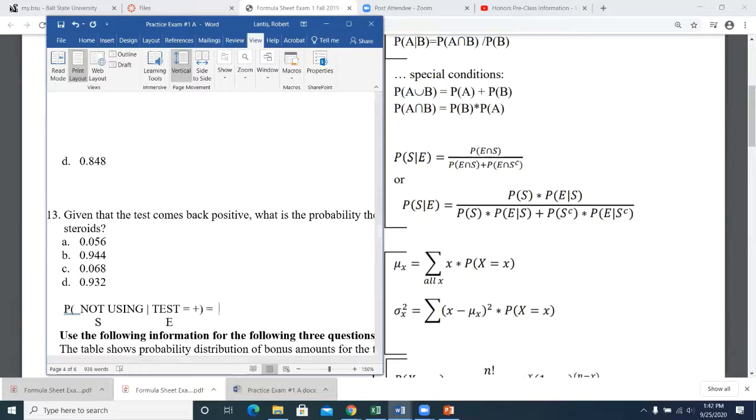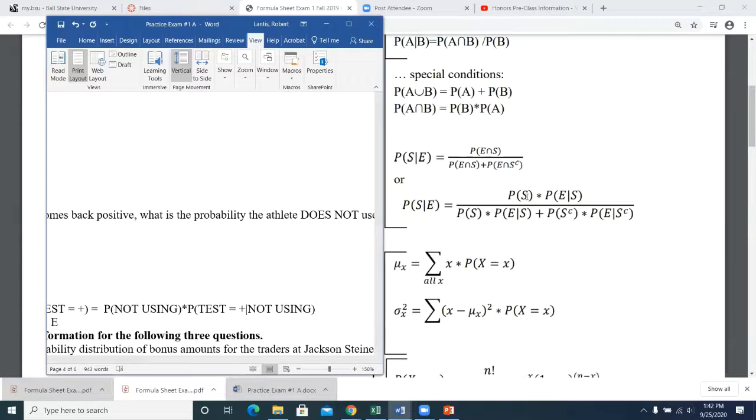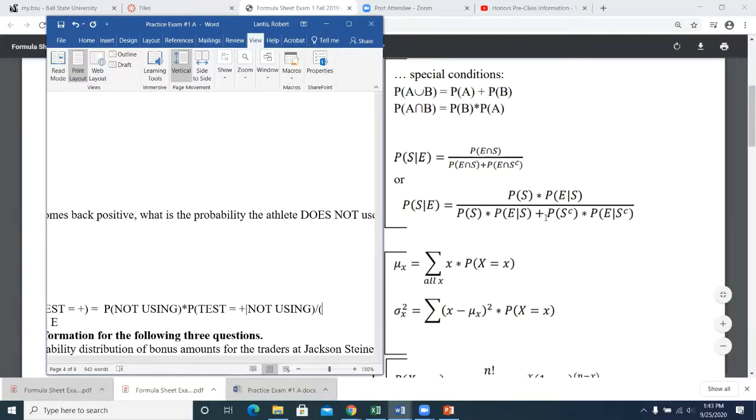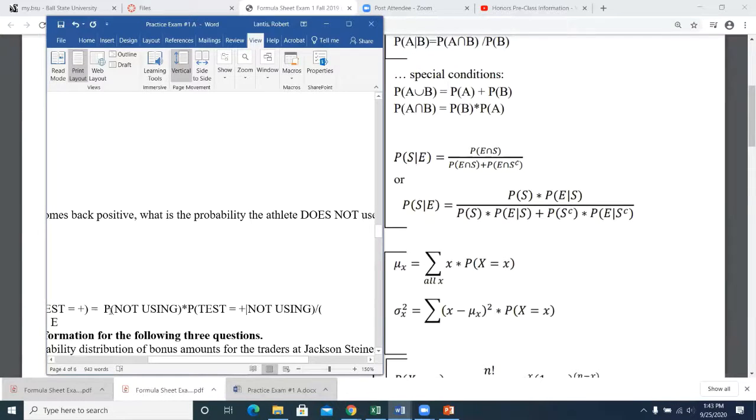So what I'm going to do here is take the probability of S, my S is that they're not using, multiply that by the probability of E given S. My E is that the test comes back positive, given my S is that they're not using, right? I'm just writing this out using my example. So that's my numerator. Now I'm going to divide that by what's in the denominator. Notice the very first part of this denominator is the exact same as the numerator, so I really could just write this exact same thing down again.